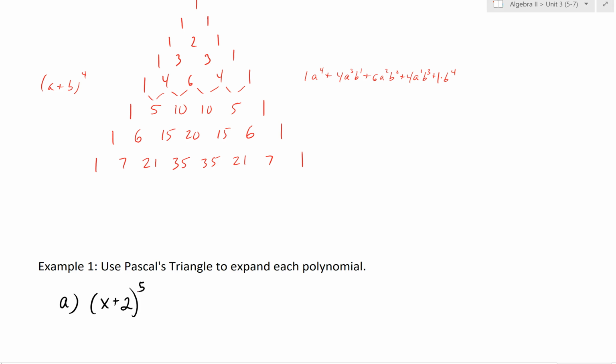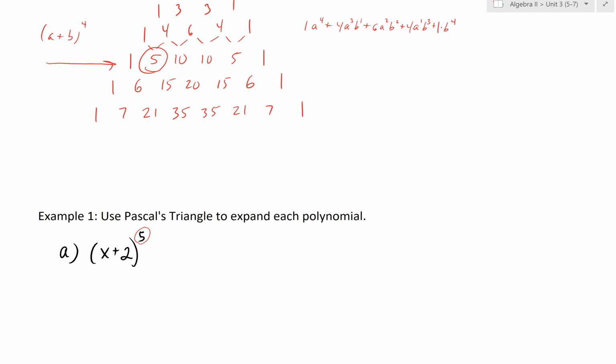Okay, now since this is a 5th degree binomial, we're going to use the row that has a 5 as the second number. Okay? And so I'm going to start with the powers of x and count down. So I know it's going to start with an x to the 5th. Now, please work in pencil and also leave lots of space in between.